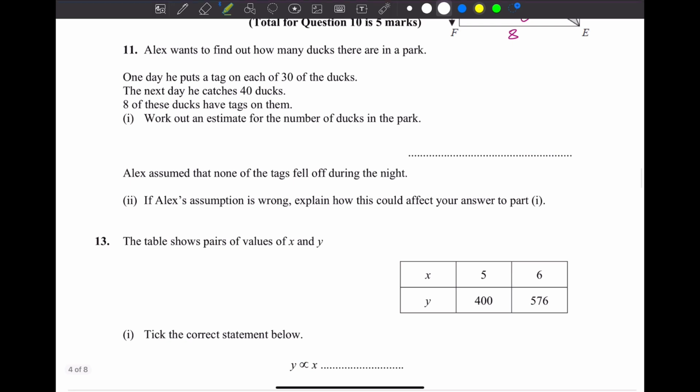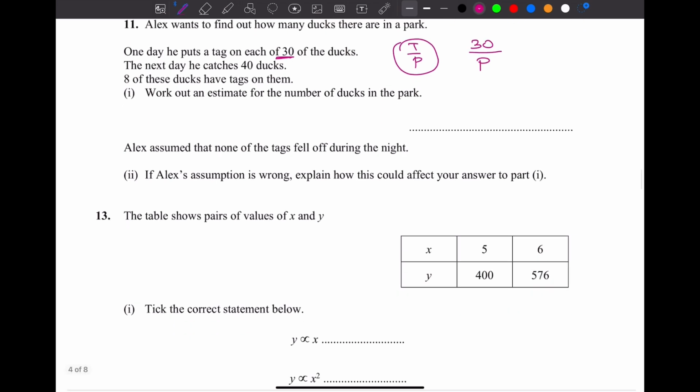Now next one, if Alex wants to find out how many ducks are in the capture and recapture. Okay, so remember it's tag over population, how many are tagged or marked. So on the first day 30 were tagged. Remember the population, we have no idea what the population is, let's call it P, or you can call it X, whatever. On the next time you catch 40 and 8 of them are tagged. So remember tag is 8 out of 40. Cross multiply, 40 times 30, 1200 equals 8p. P just works out to be 1200 divided by 8, which makes it 150.